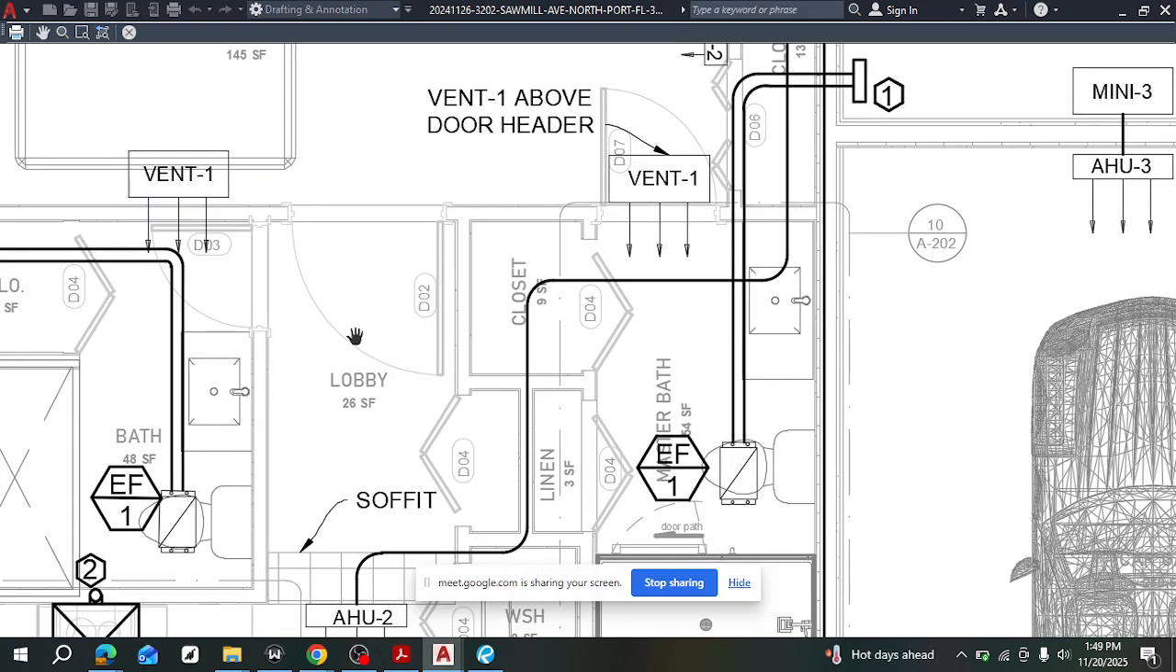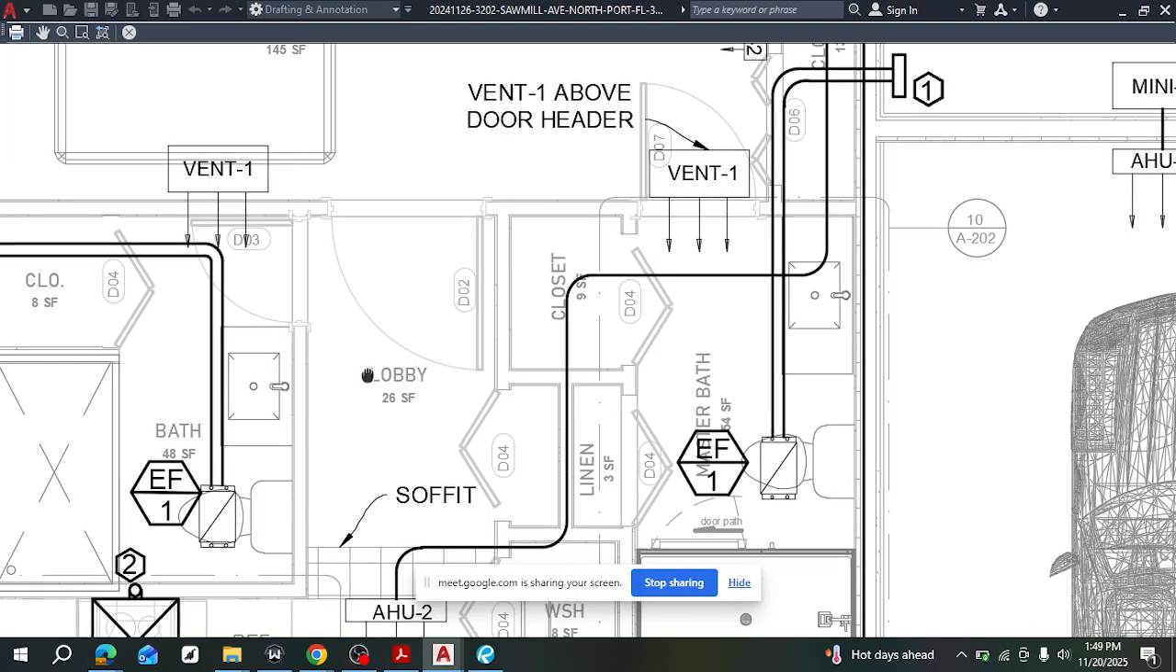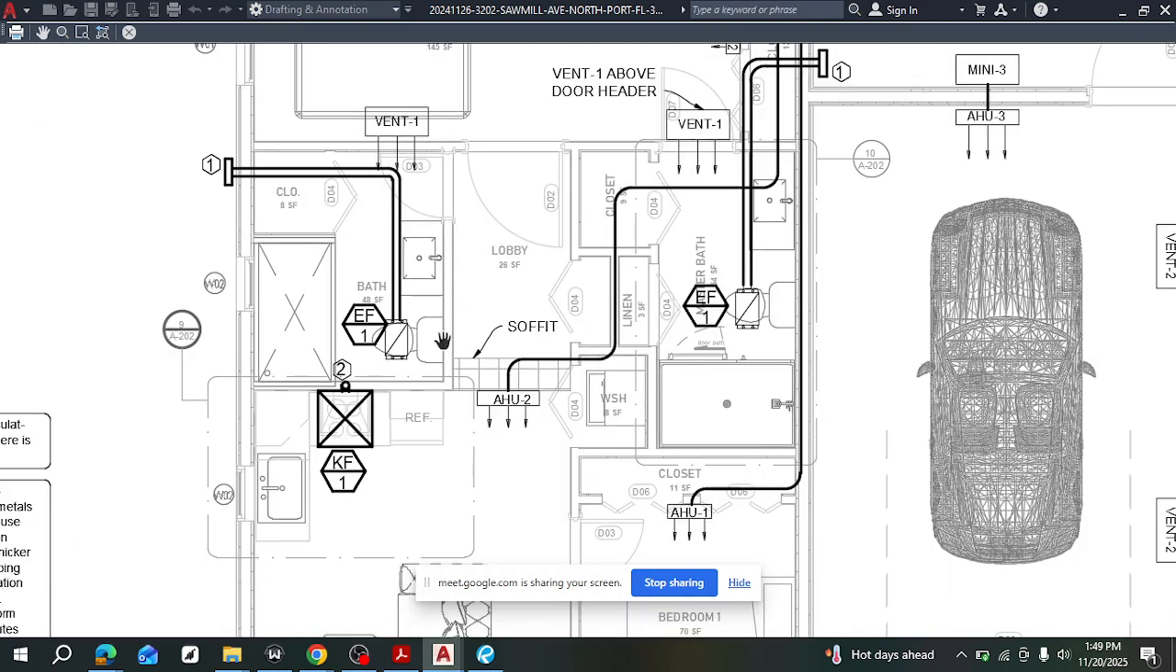For example, in commercial applications, maybe a restaurant, you can't do this, because in a restaurant you have higher hygiene standards. So you have to find an alternative way to condition the space. So this is actually a very simple plan.